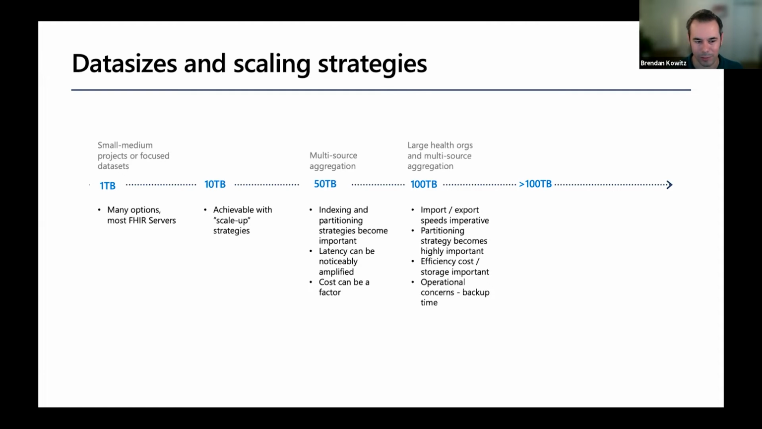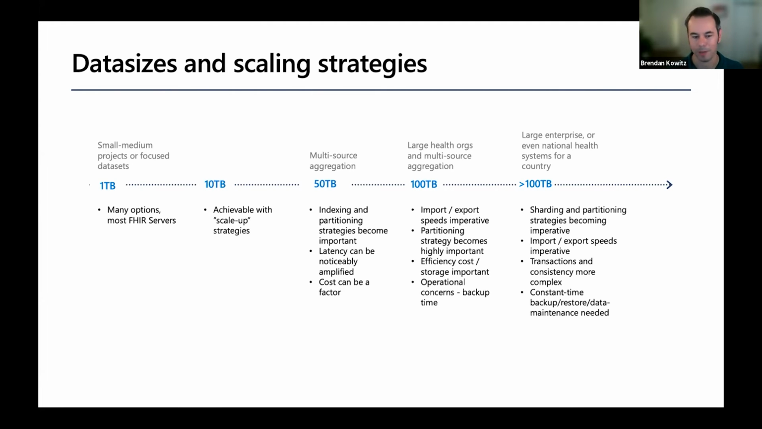And then we can keep traveling up. So, 50 to 100 terabytes. This is where more things start to become important as well. Import and export speeds are imperative. Partitioning strategies are highly important. You want to make sure you've got efficient cost and storage factored in there, and operational concerns. So backup time and maintenance operations become important factors as well.